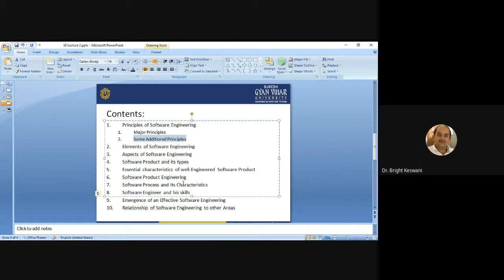The fourth principle is design for change. The architectures, the components, the specification techniques you use must accommodate the major changes. So design for change is the fourth additional principle. Design without documentation is not design.